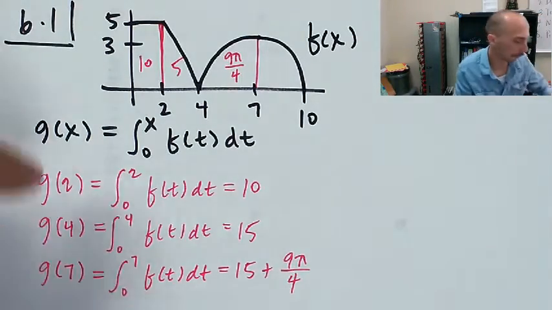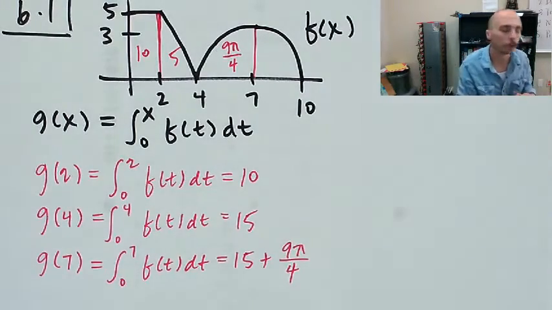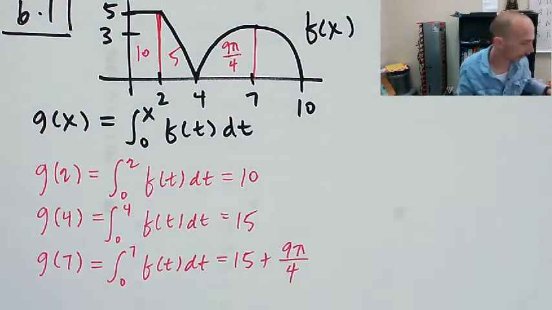Okay. And if I'd asked for g of 10, I'd have, instead of adding 9 pi over 4 here, added 9 pi over 2. Okay, and that's kind of your geometry integration.